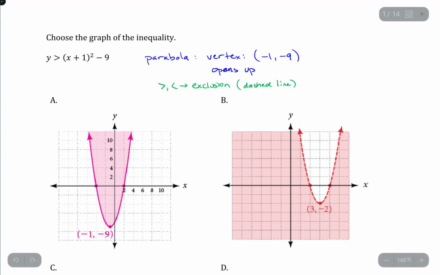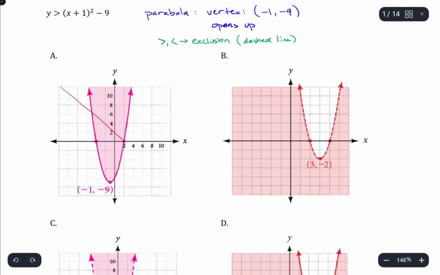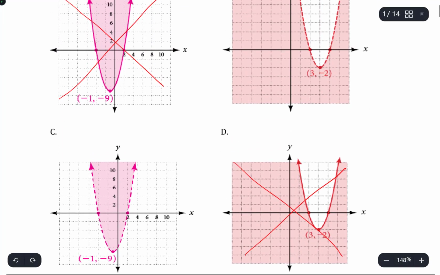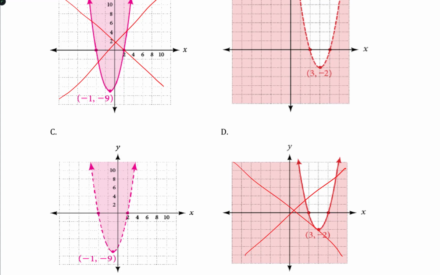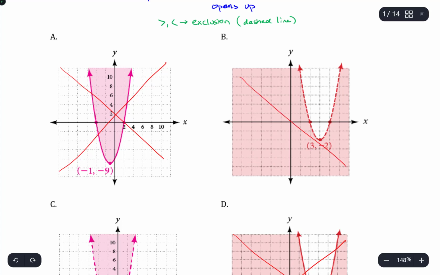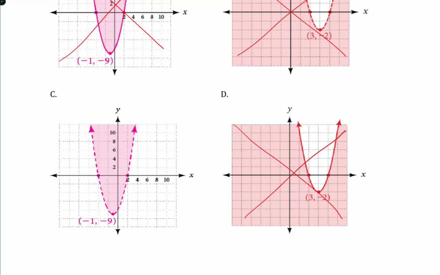So any graph that is using the solid line to draw the curve can be thrown out. So that's not a possibility, and that's not a possibility. So it leaves us these two remaining graphs. And I think we can also rule out B because it has the vertex in the wrong place. And that leaves C really as the only remaining option.